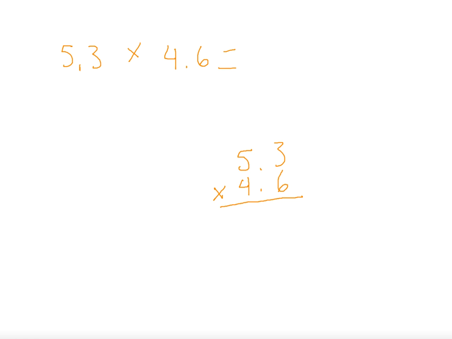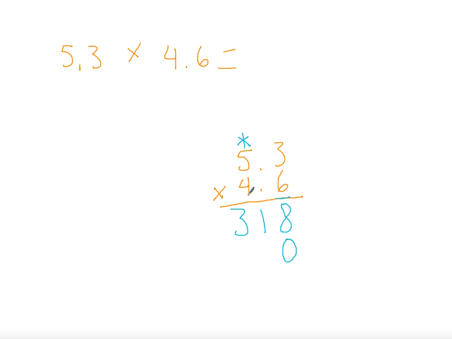Okay, I'm going to go change colors here. I'm going to start with my 1's place over here. 6 times 3 is 18. I'm going to put my 8, carry the 1. 6 times 5 is 30, plus 1 is 31. I'll go ahead and write that. To begin my next row, I always start with a 0, and I like to cross that out so I don't get confused in case I have to carry another number.